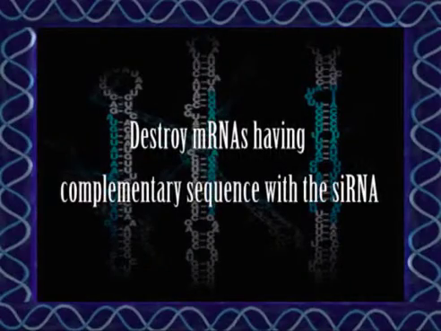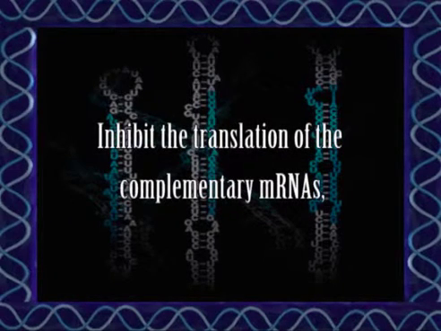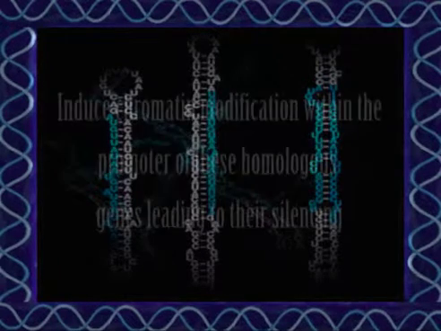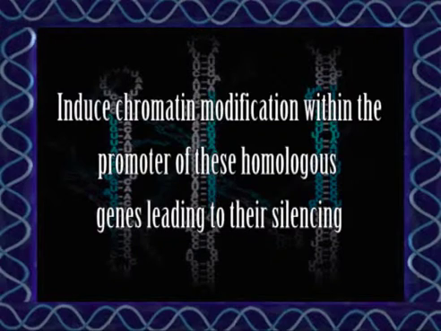These short interfering RNAs direct a nuclease complex called RNA-induced silencing complex to the repression of gene expression in 3 ways. First, destroy mRNA having complementary sequence with the short interfering RNA. Second, inhibit the translation of the complementary mRNAs. Third, induce chromatin modifications within the promoter of these homologous genes leading to their silencing.